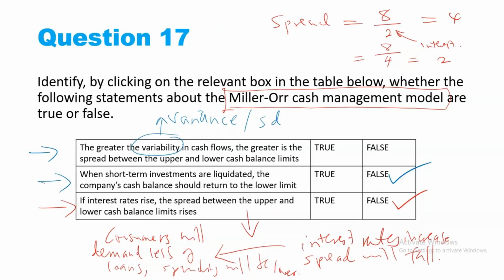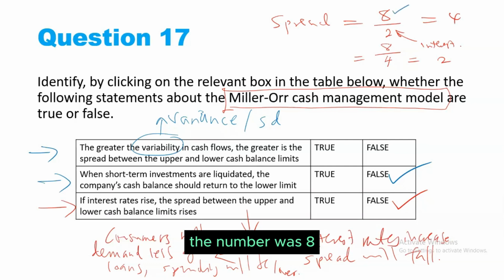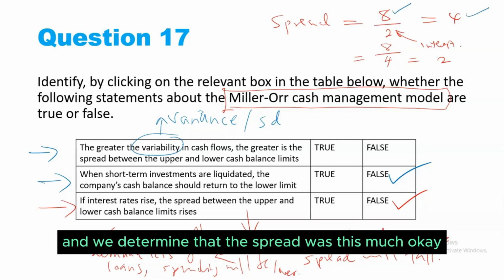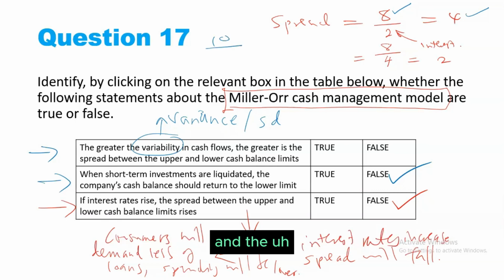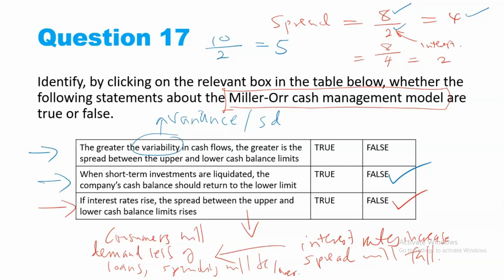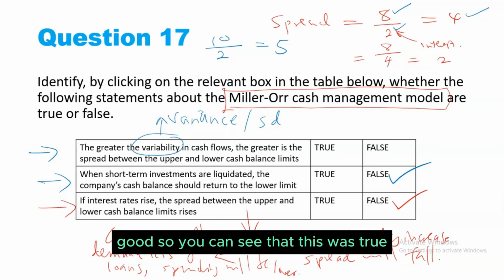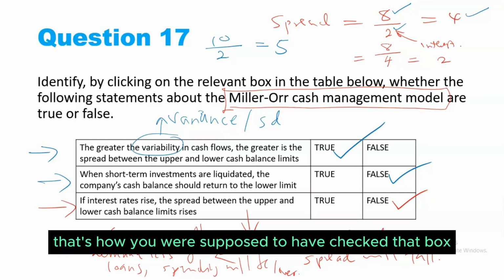Just look at this particular example here, which we did. The numerator was 8, and we determined that the spread was this much. But you can also see that if the numerator becomes 10 and the denominator is 2, it means the spread will be 5. So the greater the numerator, the greater the spread. Are we together? Good. So you can see that this was true. So that's how you were supposed to have ticked that box.